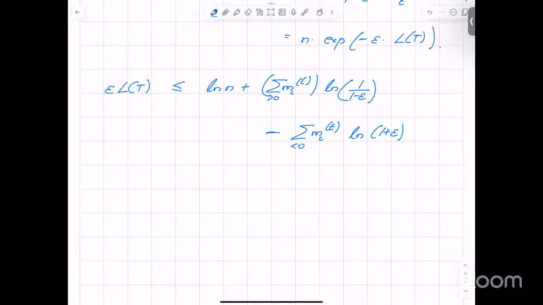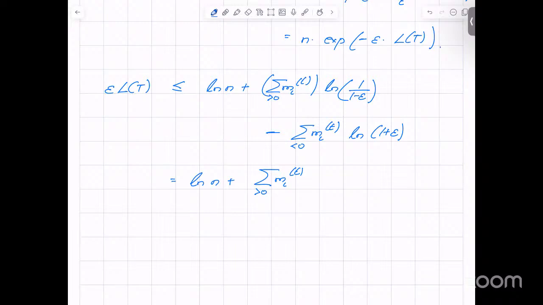So once again, we're going to now upper bound it by ln n plus summation of m_i^t. This is just those m_i^t for which, having fixed a particular expert, they are all positive. What do we want to do? We want to upper bound ln of 1 by 1 minus epsilon.